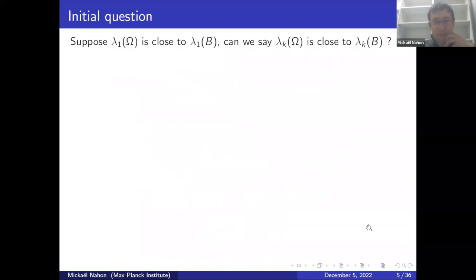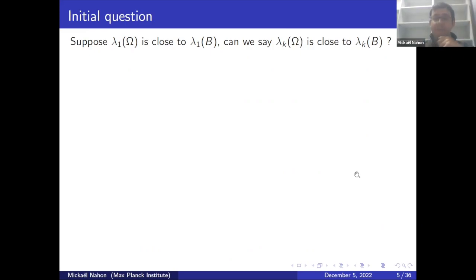The question I'm looking at is the following. Suppose that the first eigenfrequency of your set, omega, which has the same measure as the ball, is close to the one of the ball. Then can you say in some quantitative sense whether the k-th eigenfrequency, so the k-th eigenvalue, is close to the one of the ball?